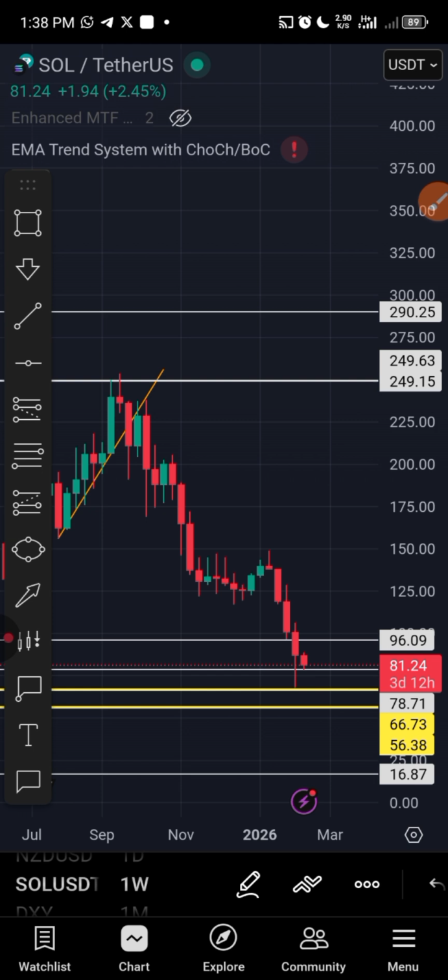I'm going to be showing you also three top candlesticks that can help you identify high probable trades in the market.